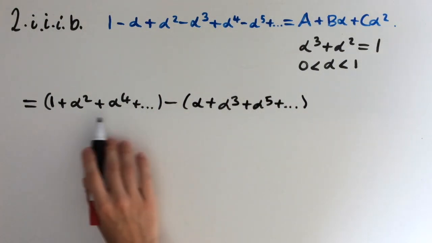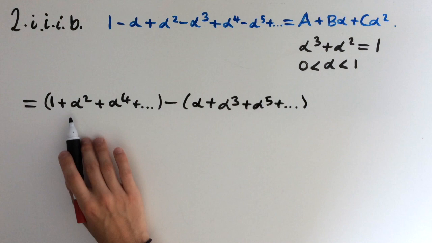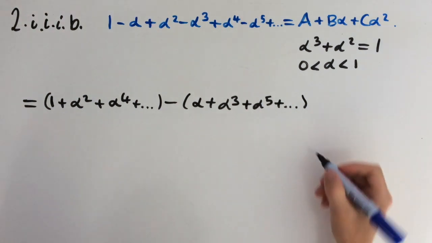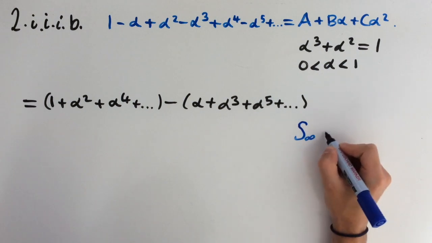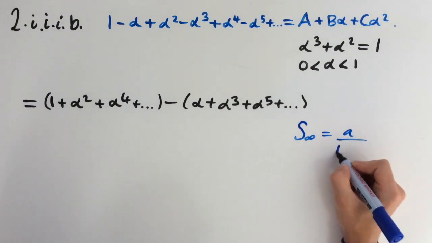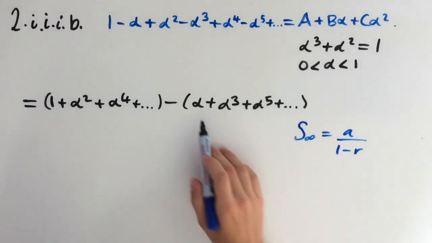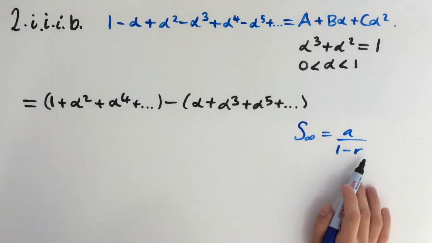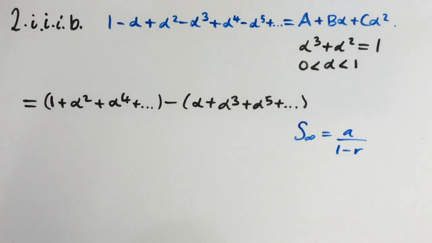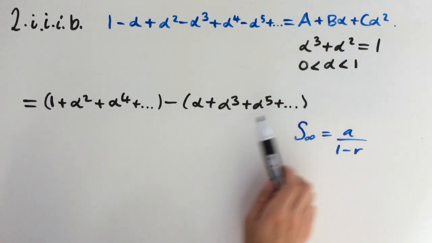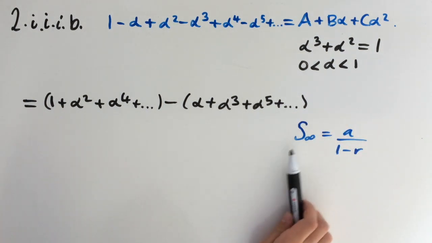Now we've got 2 infinite geometric series, so they each have a common ratio. If you remember the formula for the sum of an infinite geometric series, this is equal to A over 1 minus R. A is the first term, so alpha or 1 here, and R is the ratio between terms, and in both cases this is alpha squared. We know that alpha is between 0 and 1, so these series definitely converge, and we can use this formula.